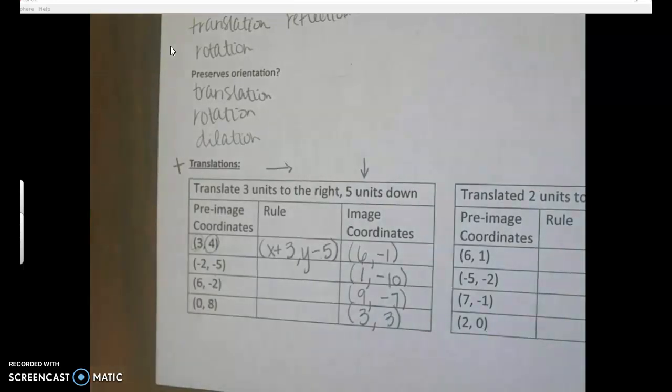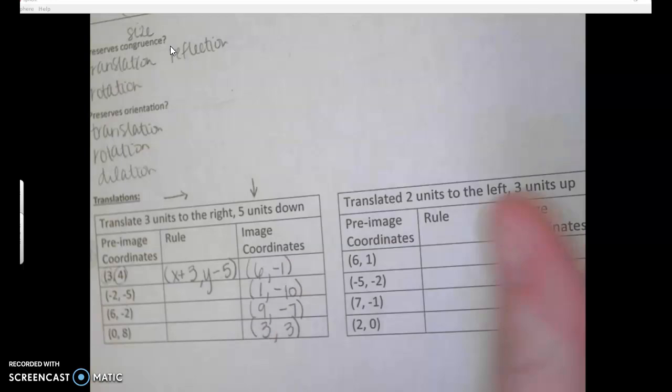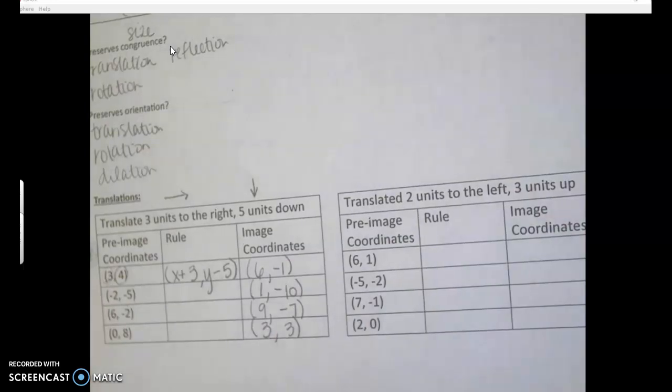Now what I want you to do is pause this video and go ahead and try to find the rule and do the coordinates for this one. Push play when you're ready to see the answers.